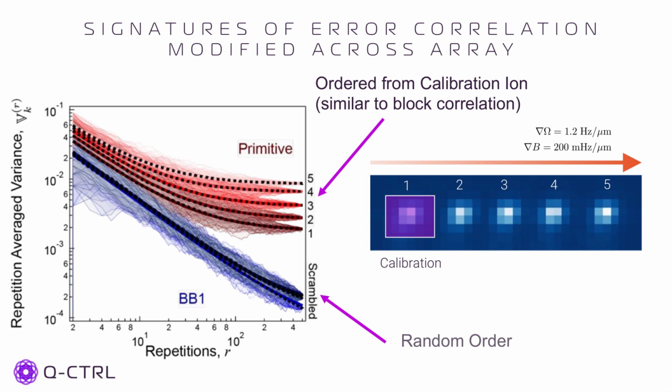But if we replace all the gates with their dynamically protected counterparts, we end up with this BB1 scaling, again like 1 over n, and the order in which you find the saturation point is just random. It's just scrambled between these gates. Again, indicative of the fact that the error model has been changed, is no longer strongly correlated.